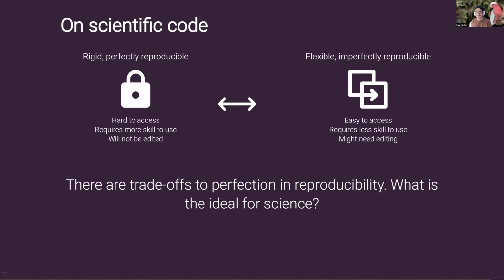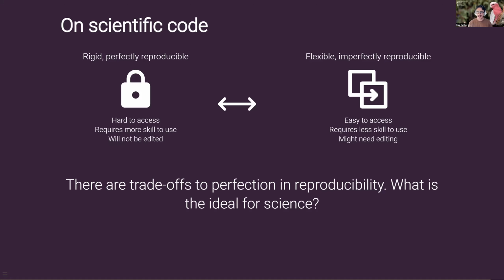Or you can make something more flexible, and it might not be perfectly reproducible, but you've documented everything that you need to run it again. If it breaks, it's much easier to share. It's much easier to access. But the problem is it's probably going to need some bug fixing. And I think in science, there's this trade-off.